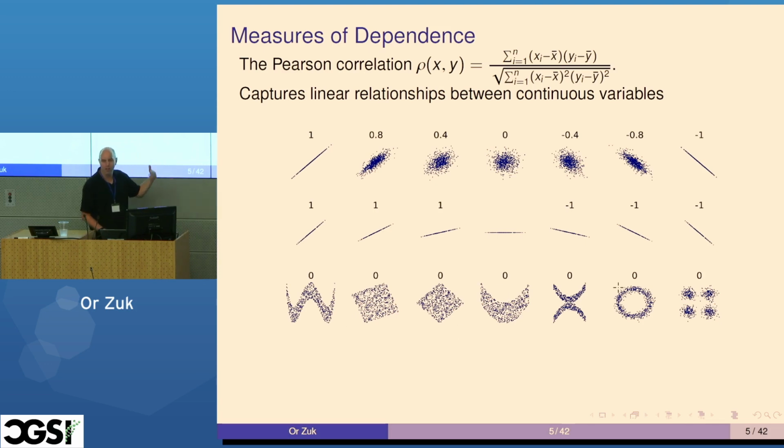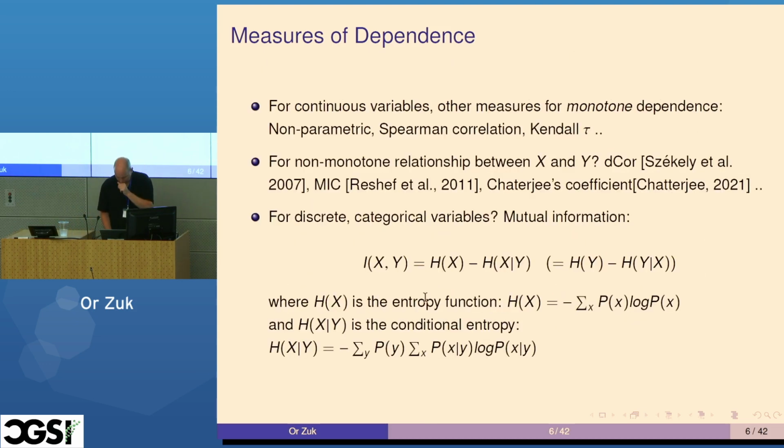And this figure also illustrates a problem. So even though we have here very strong dependency, in some of them, the Pearson correlation is 0. Because it measures only linear dependence and not general dependence. Is that clear? Good, okay. Let's move on.